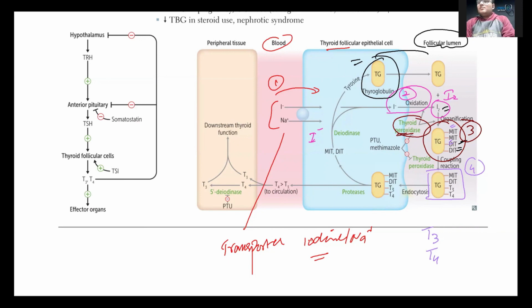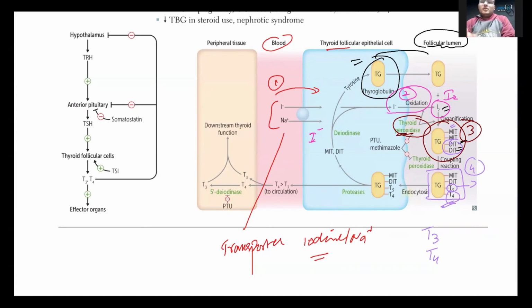So there will be a coupling reaction. What coupling reaction? Monoiodotyrosine (MIT) will combine with diiodotyrosine (DIT) and make T3. And two DIT molecules will combine and make T4. This is called the coupling reaction. Monoiodothyronine will combine with diiodothyronine and make triiodothyronine, T3. Two molecules of diiodothyronine will combine and make T4. This is called the coupling reaction.